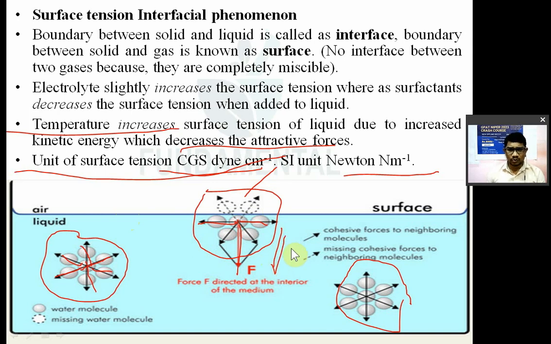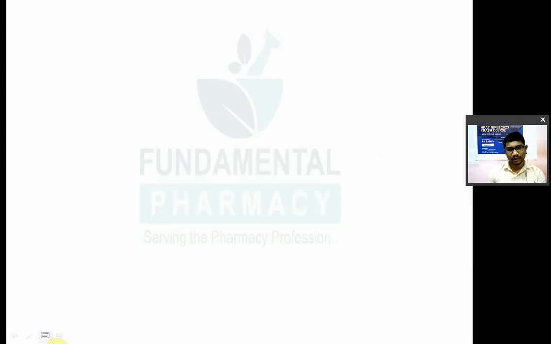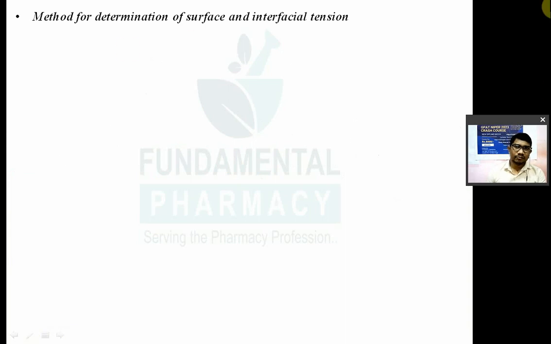Okay, this force directed at the interior of the medium is the surface tension. Because of this inward pull, liquid has a surface tension. Now if you place a liquid drop in air, अगर आपने वाटर का ड्रॉप एयर में प्लेस कर दिया, अगर आपने एक वाटर का ड्रॉप डाल दिया एयर में, मतलब खुले में हवा में छोड़ दिया वाटर का एक ड्रॉप, so what will happen? So the drop will try to assume a shape which will have a minimum surface area.